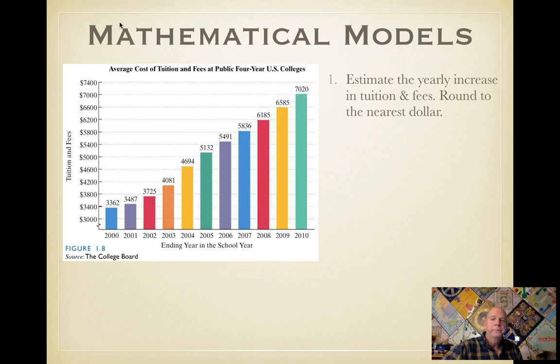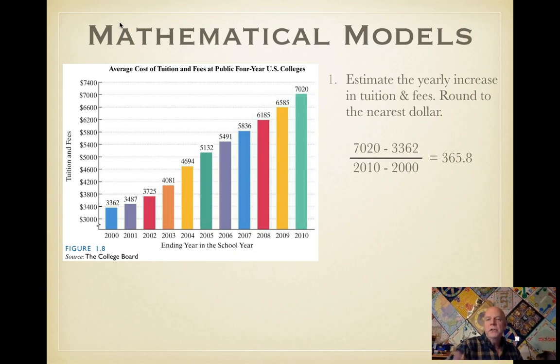and round it to the nearest dollar. So we're going to take the amount that it ended with, the 7,020, and subtract the amount that it started with, kind of like we did in the last two examples. So we're going to take $7,020 in 2010, subtract the $3,362 it was in 2000, because that's how much it's gone up over the 10 years. Then 2010 minus 2000 is the number of years that span takes, just like we did in our previous examples of life expectancy and so on. We're just going to subtract the years.